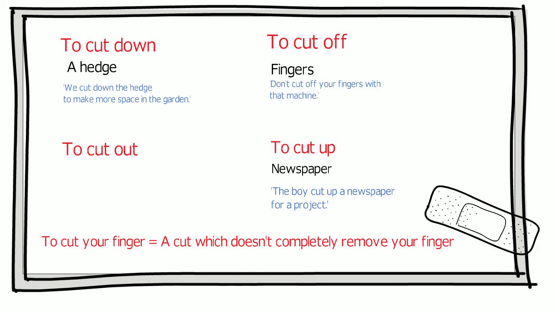Number 4, a picture from a magazine. Well, there is only one cut left, and you're right. It is to cut out a picture from a magazine, because a picture is a shape from a larger material, in this case a magazine. And so there you have it, all the forms of to cut.